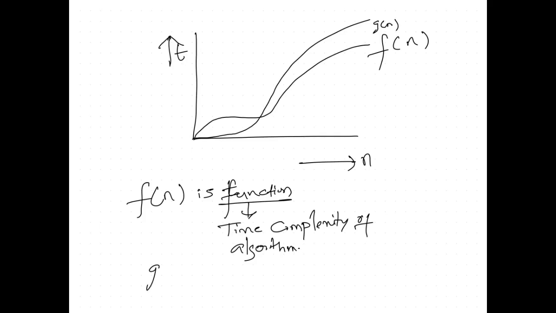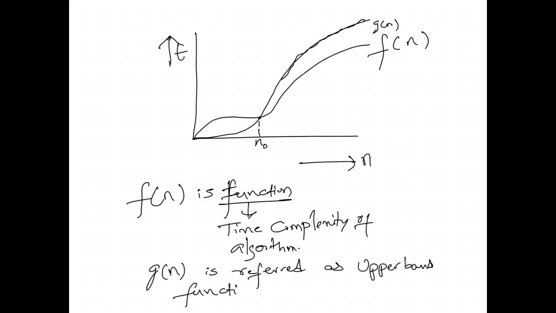This approximation function g of n is referred to as an upper bound. Why is it called upper bound? You see here, after n0 operations, the time of g of n is showing higher values than f of n. That's why this g of n is referred to as the upper bound function for f of n. Now this upper bound function is denoted by big O.